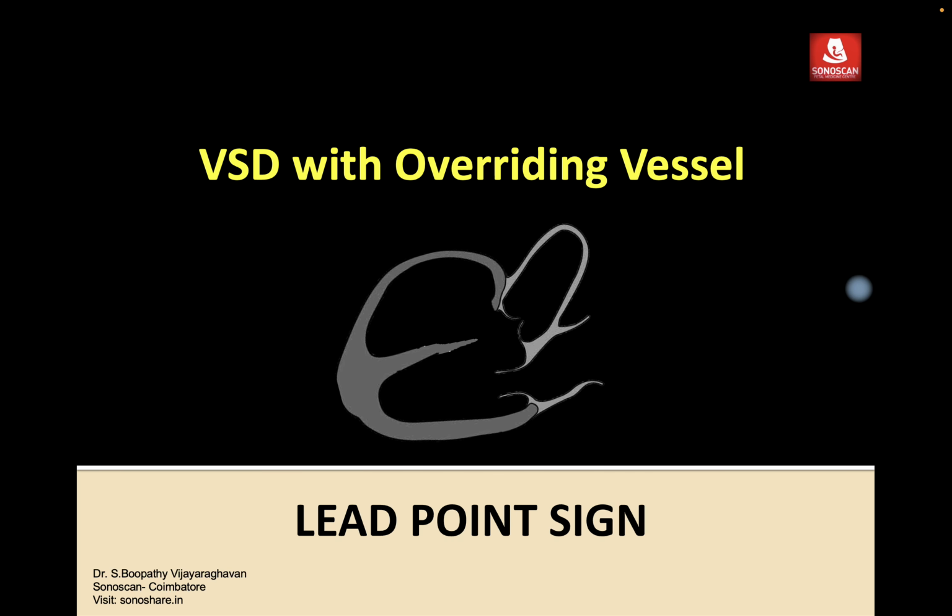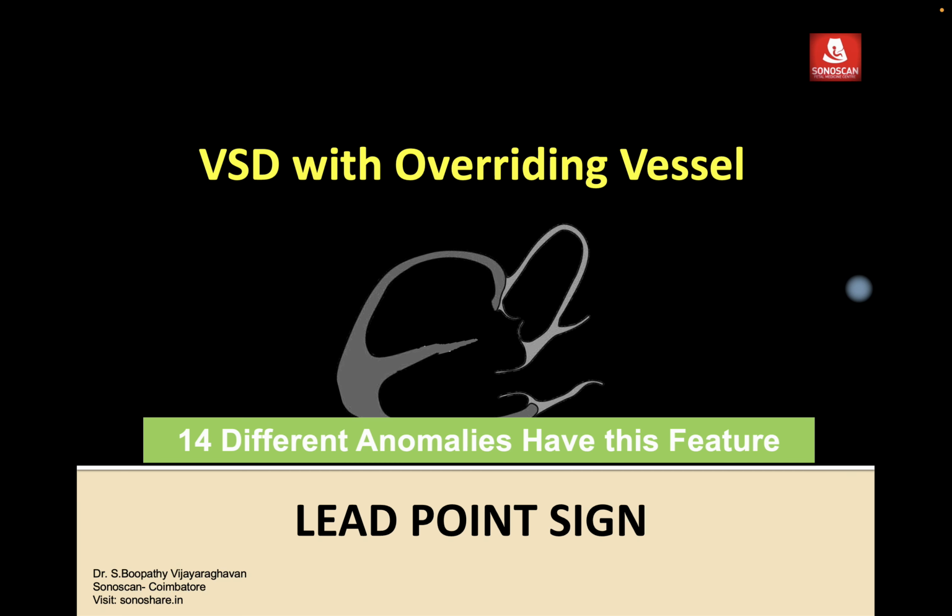So VSD with overriding vessel is the lead point sign picked up during the fetal echo. That is the first abnormality seen. So that is a lead point sign. With this lead point sign, about 14 different anomalies have this feature.